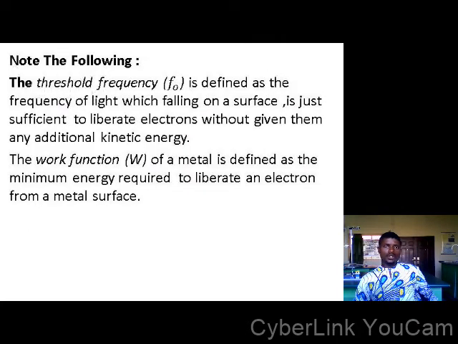So note the following. The threshold frequency F naught is defined as the frequency of light which, falling on the surface, is just sufficient to liberate electrons without giving them any additional kinetic energy. The work function W of a metal is defined as the minimum energy required to liberate an electron from a metal surface.